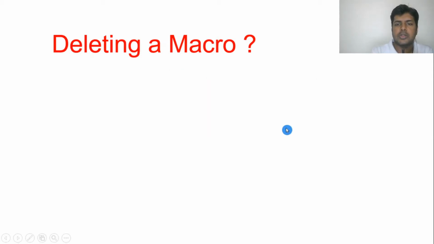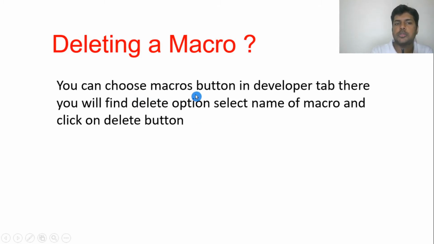Next, how to delete a macro. To delete a macro, you can choose the Macros button in the Developer tab. There you will find a Delete option. Just select the name of the macro and click on the Delete button. Let me show you this one.